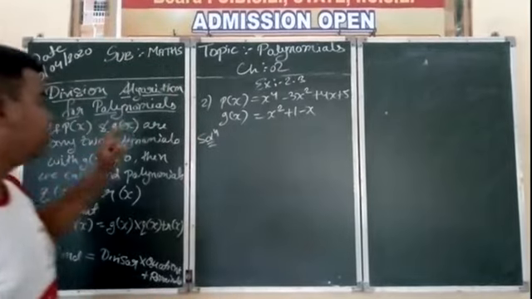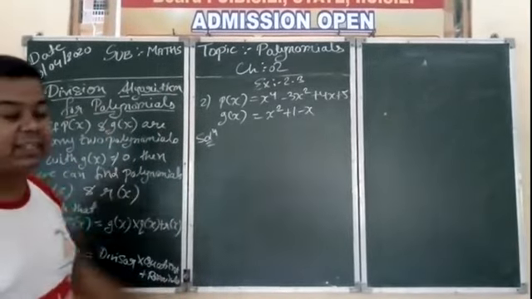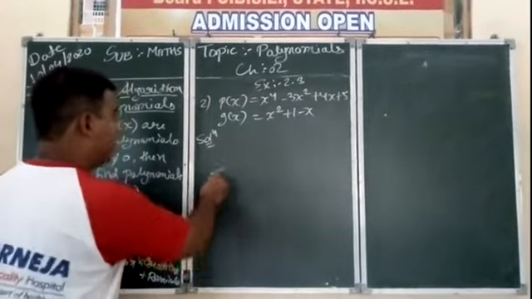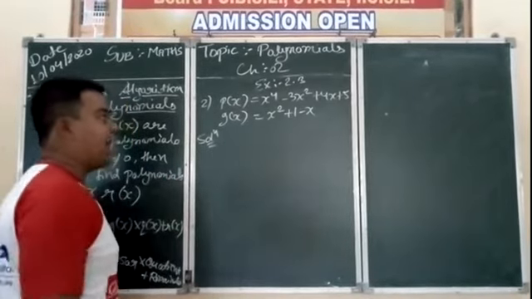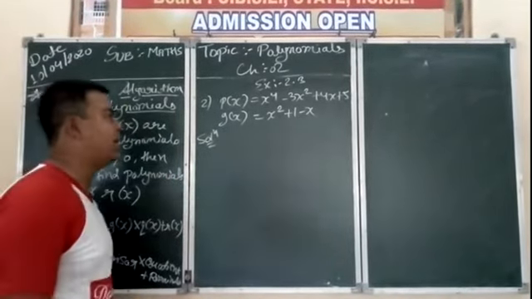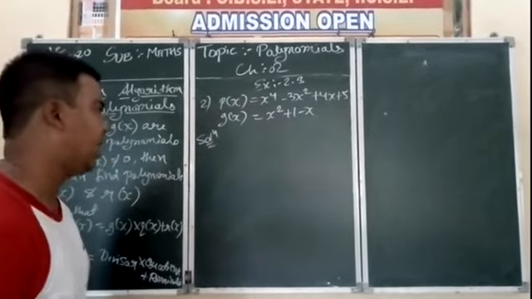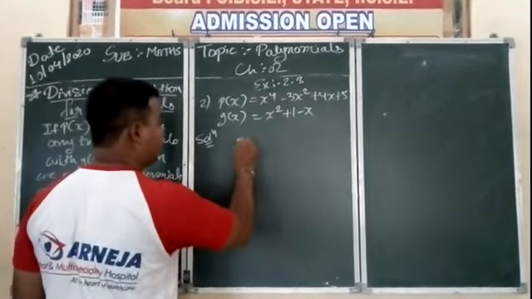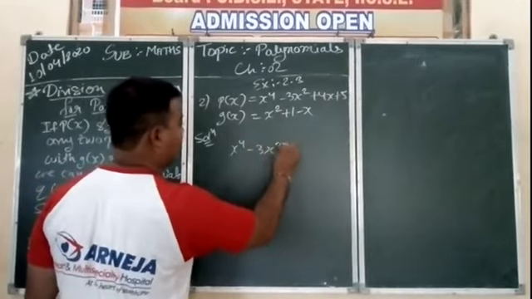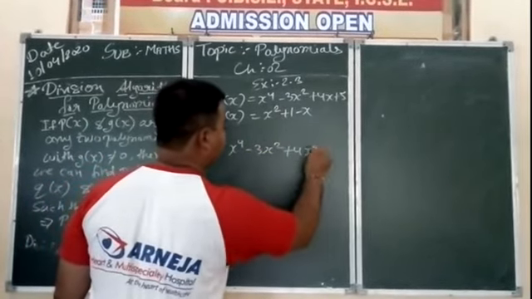Again we continue with the second question of exercise 2.3. Here p of x is given as x to the power 4 minus 3x square plus 4x plus 5, and g of x is given as x square plus 1 minus x.